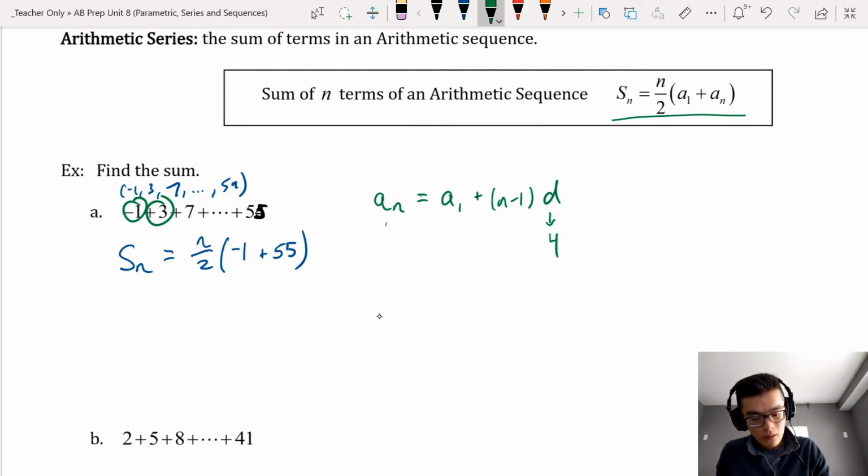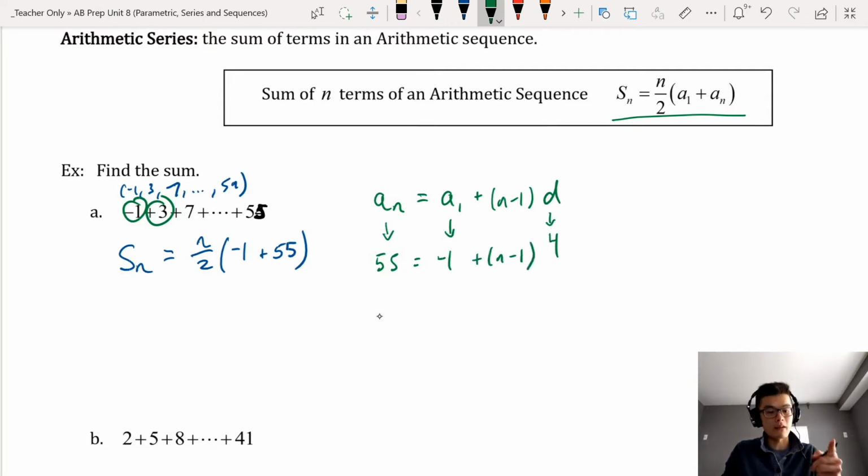We know a sub n. a sub n is referring to the nth term of the sequence. We know the nth term. It's 55. We just don't know what n is. And we know the first term because that's given to us, -1. And now take a look here. We got one variable to solve for, that's n.